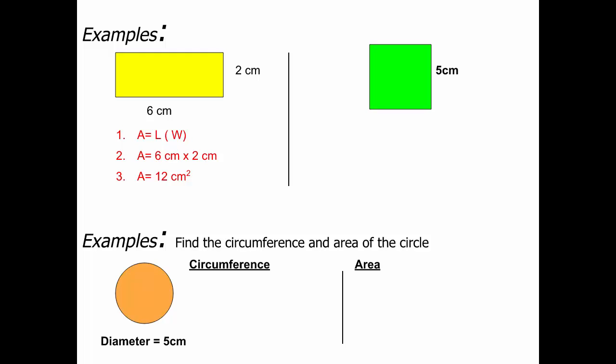Same thing for this square. Area equals length times width. Area equals 5 centimeters times 5 centimeters. Answer equals 25 centimeters squared. Here I have a circle. Raise your hand if you can tell me the formula for the area of a circle. Allison? Pi times radius squared.